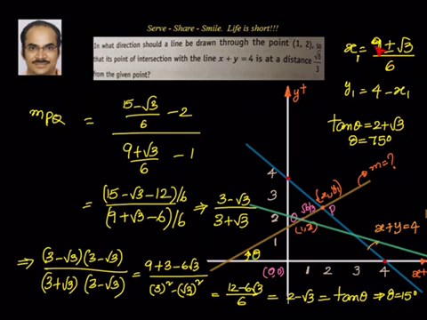We have taken first 9 plus root 3 by 6. Second, if you take 9 minus root 3 by 6, you will get again y1 value. You substitute, again you find out the slope. You will get 2 plus root 3 equal to tan theta, or theta equal to 75 degrees.